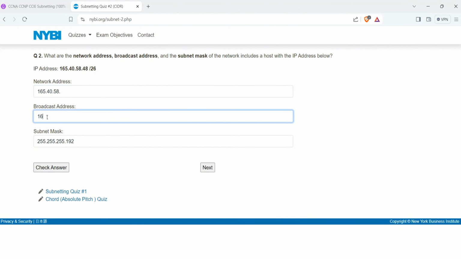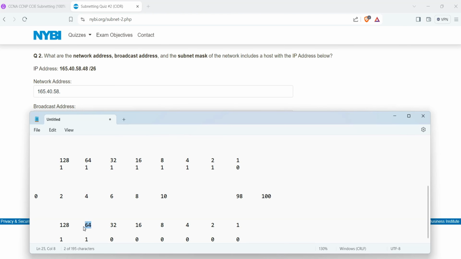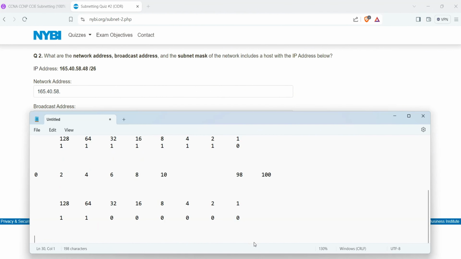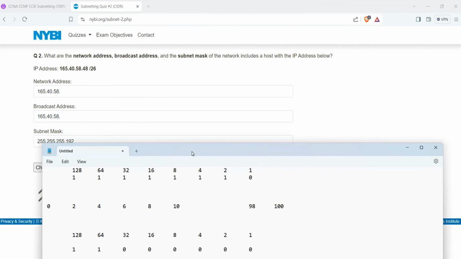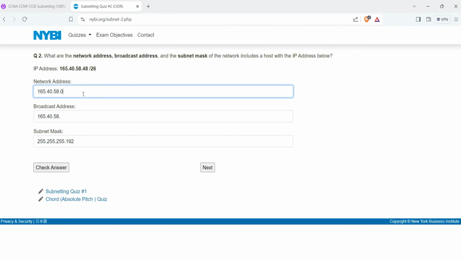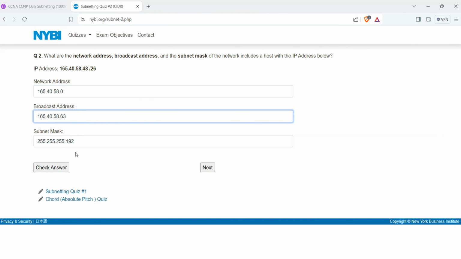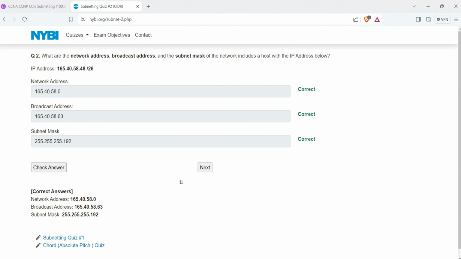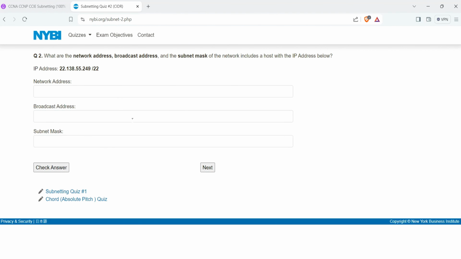40.58 dot 165, 40.58 dot, and now I get the 48. Where is the 48? Well, the value of the last bit that I borrowed is a 64. So 0, 64 plus 64, and so on, could stop. Why? Because 48 right over here falls in between what? 0 and 64. So the network ID is 0. And what is the broadcast? Yes, 63. And I'm going to click on check answer. There we go.